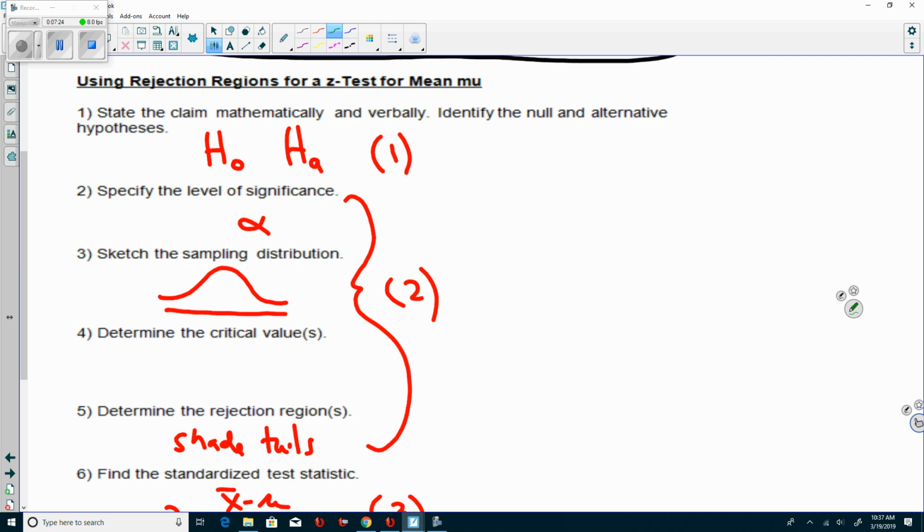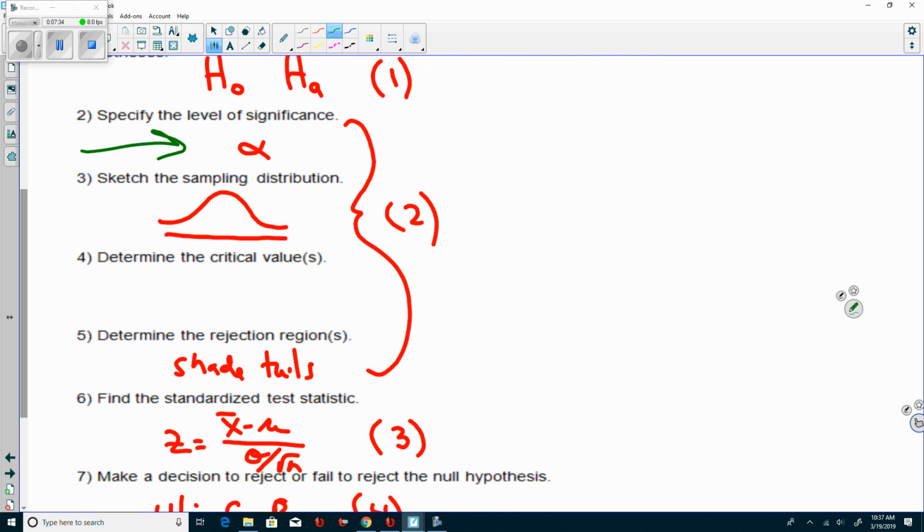Okay, it's given to you. Specify the level of significance. Sketch the sampling distribution. Determine the critical values. So this is your z or t, and I'll put a little c here: your z critical or t critical values. And that's just in the back of the book.